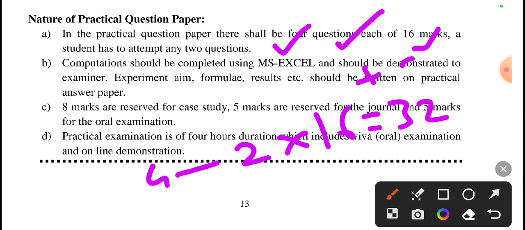8 marks are related with the case study, so that sums up to 40. 5 marks are related with your journal and 5 marks are related with the oral examination. Therefore, the total marks for the practical examination are 50.